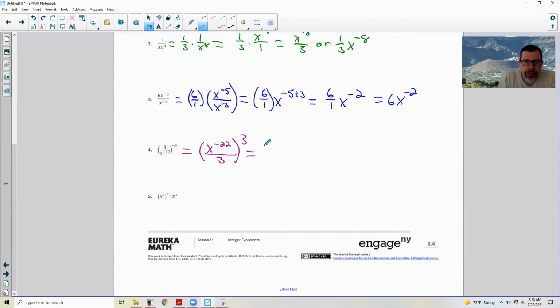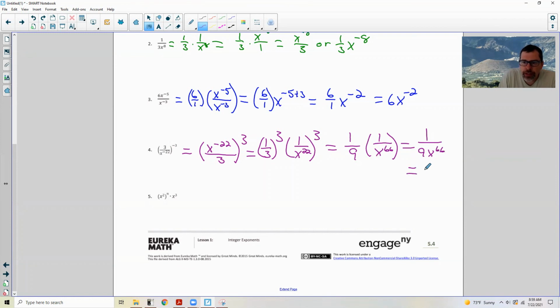I'm now going to split this up, and that is going to be 1/3 cubed times 1 over x to the 22. Notice what I did there? I flipped that 1 over x to the negative 22 to make this positive, and that's also going to be to the 3rd power. So that's going to equal 1 cubed is 1, 3 cubed is 9, and times 1 cubed, which is 1, and x to the 22 to the 3rd power is 66. Okay, so this is going to equal 1 over 9x to the 66.